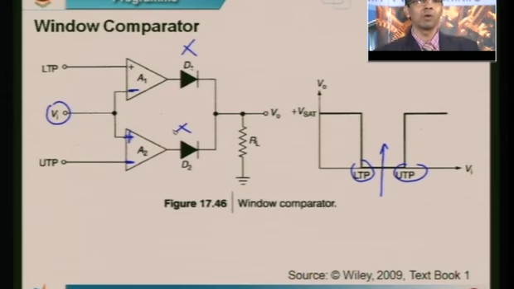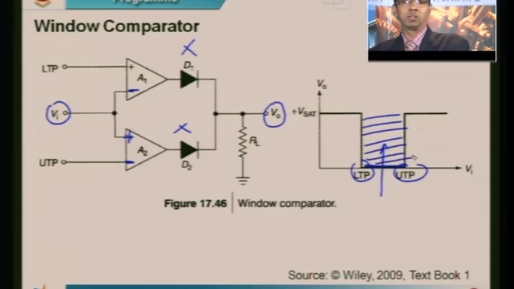So both the diodes are not conducting, no current flows, and then we can safely say V0 is at 0 volts. Okay. So what does that mean now? Whenever my input is entering this window between the lower threshold point and the upper threshold point, my output drops to 0. Thus, I can say that this circuit behaves like a window comparator.